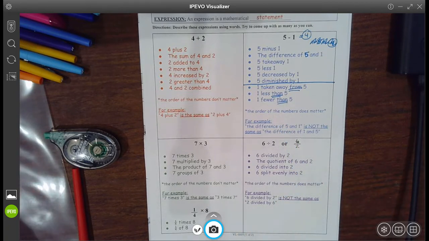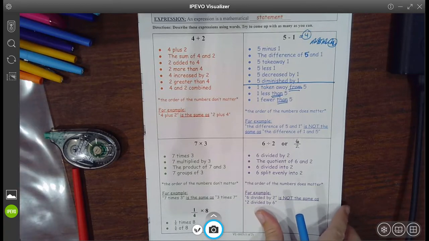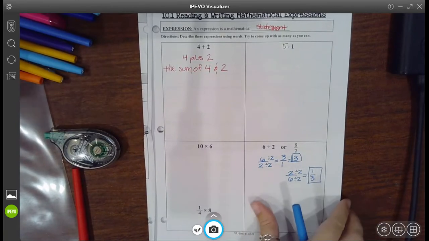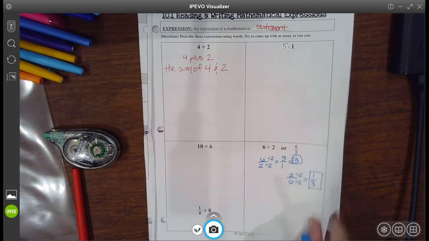Okay. All right, so there's the front side. We're going to have a little bit more practice on the back. If you can go ahead and turn the page.